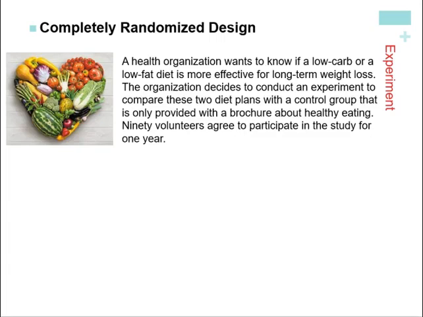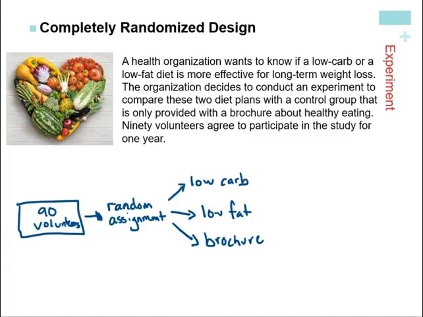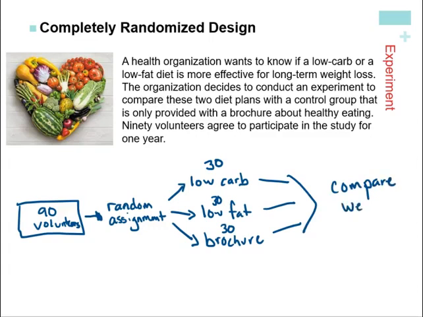Okay, so if I want to do a completely random design here, my design is going to look something like this. I have my 90 volunteers, and then by a process of random assignment, I am going to assign 30 of them to a low-carb diet, 30 of them to a low-fat diet, and 30 are just going to get a brochure. And then at the end, all 3 of those, I am going to compare. If we're doing weight loss, we're probably going to compare their weight loss. We're going to see how many pounds each of them lost from the 3 different groups.